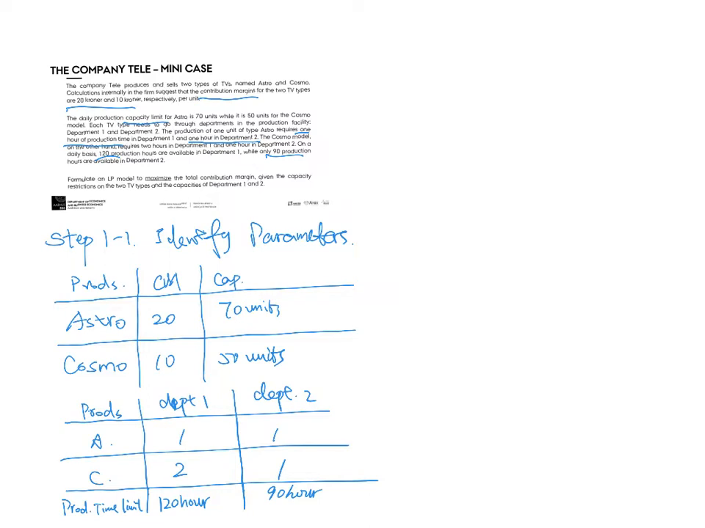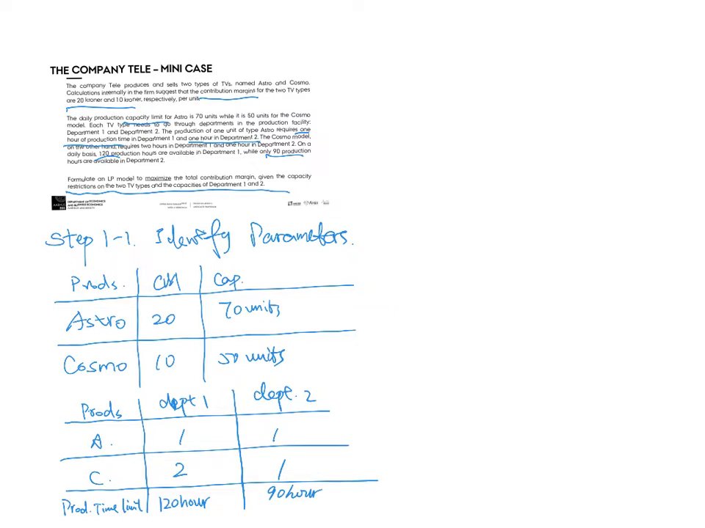So this is actually all the data we have from the text. Now you can see the question actually is to formulate a linear programming model, or LP model, to maximize the total contribution margin given the capacity limits on the two TV tabs and the capacities of department 1 and 2. So let's see, this decision or this plan is a daily plan. So we just need to make the decision to maximize the daily contribution margin.